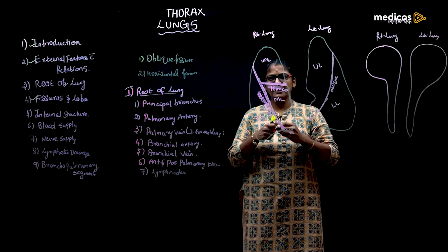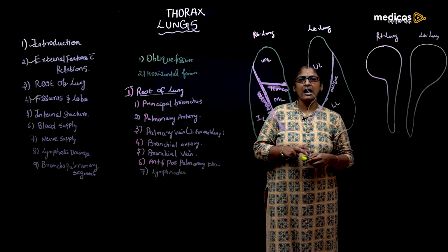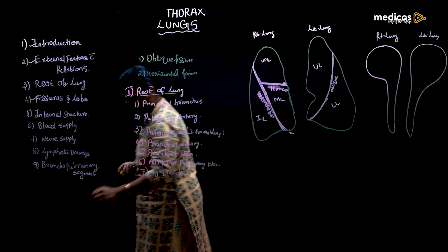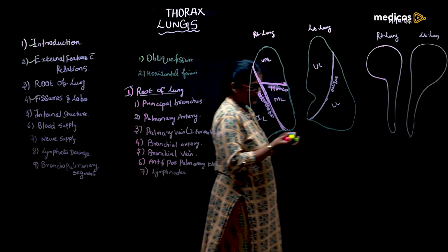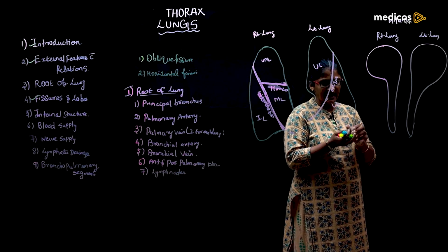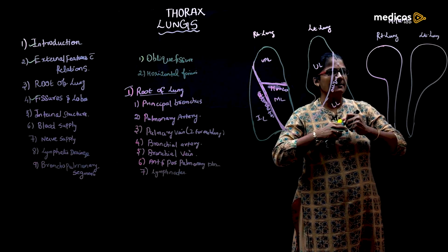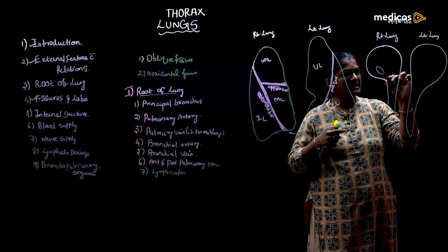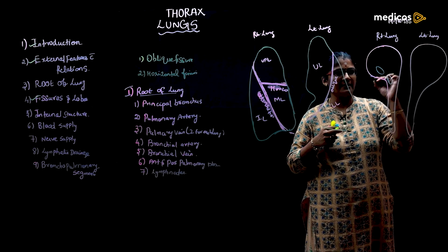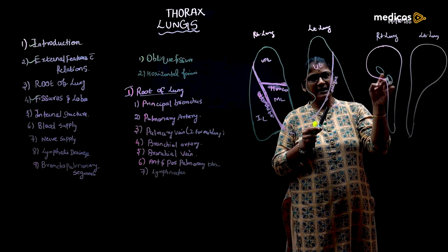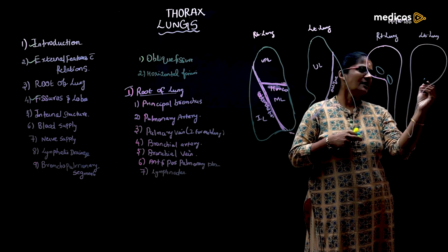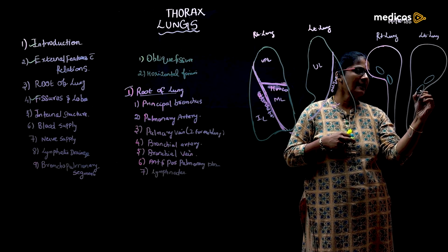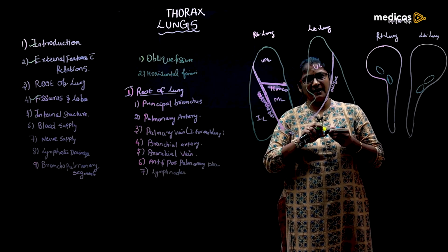Okay, if we speak about the hilum of the right and the left lung, then we have to see what the openings present in it are. So there will be the pulmonary veins, right? The pulmonary veins will be the superior pulmonary vein and the inferior pulmonary vein, two for each side. Here also we have the superior pulmonary vein and the inferior pulmonary vein, right?